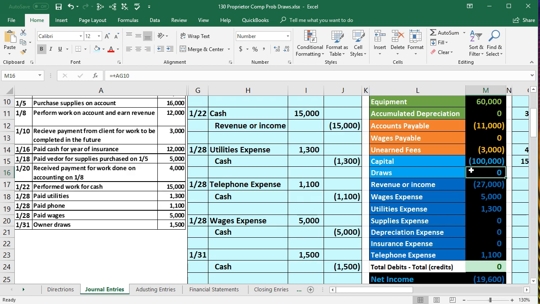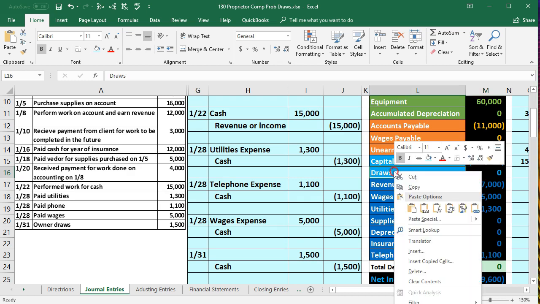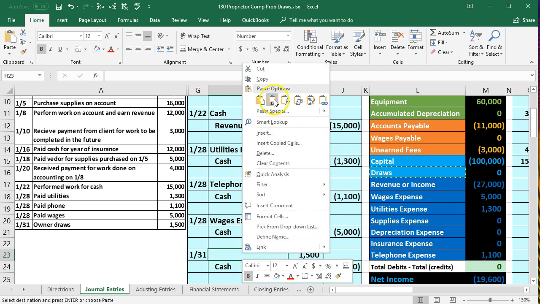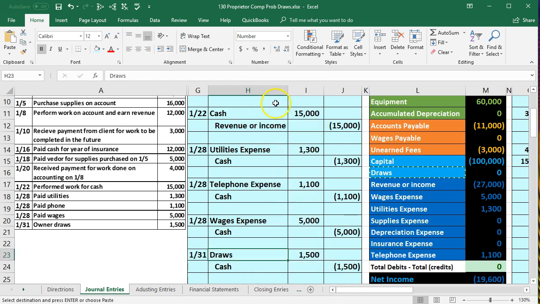Okay, so here if we do that, we're going to say that the draws is going to be the debit. So I'm going to right click and copy that, put that up top in H23, right click and paste 1,2,3. Okay, so let's record this.